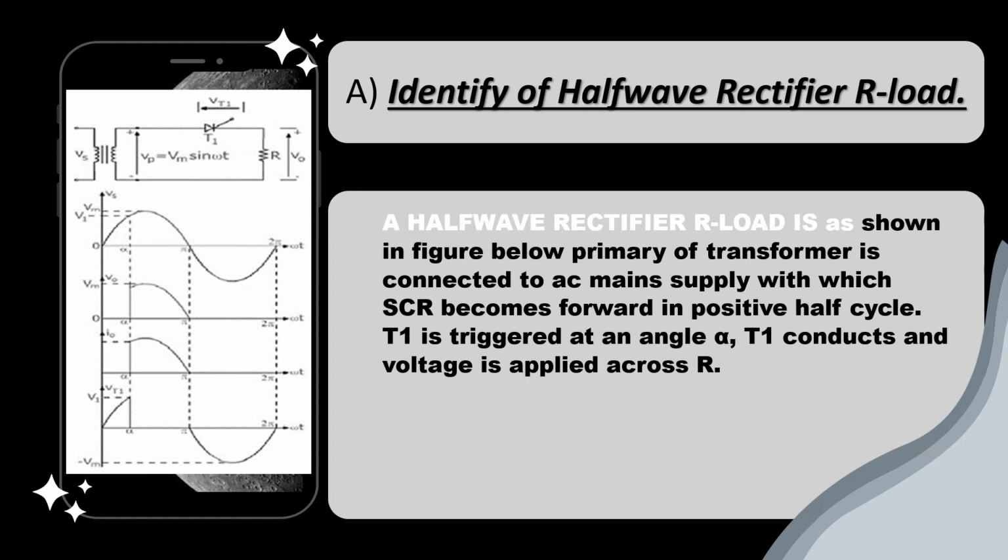Today I would like to share the first question: identify the half-wave rectifier with R load. From this information, I got two points. The first one is that a half-wave rectifier with R load is as shown in the figure below. The primary of the transformer is connected to the AC mains supply, with which the SCR becomes forward biased in the positive half cycle. T1 is triggered at an angle A. T1 conducts and voltage is applied across R.